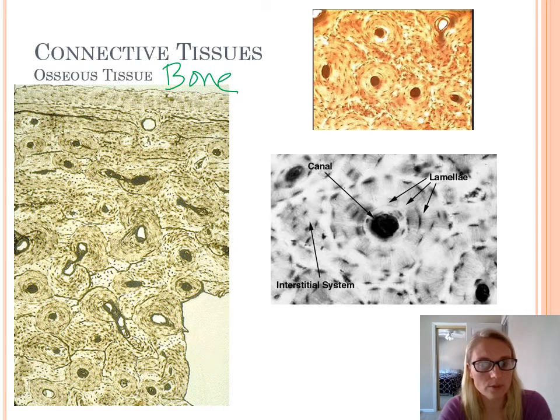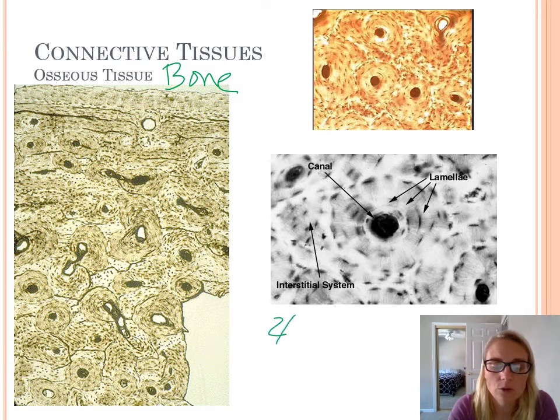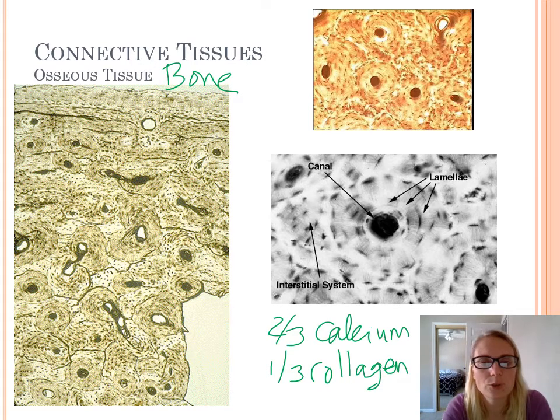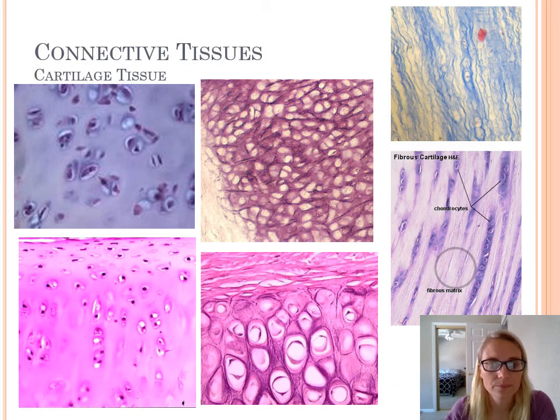It forms your bones, gives you nice strength, but also a tiny little bit of flexibility because bones are about 2/3 calcium, which is the crystal, and about 1/3 collagen, which is a flexible fiber. So it allows your bones to have strength, yet a little bit of flexibility so they're not so brittle that they're going to break at any moment. You'll learn a lot more about bones in the skeletal system chapter coming up in a few weeks.